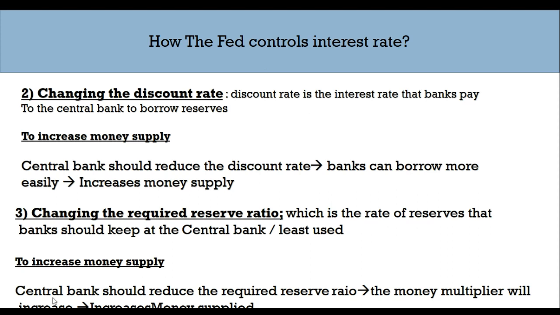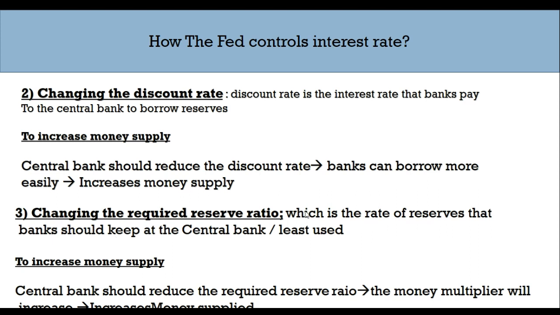Okay, now moving to the third tool, which is changing the required reserve ratio. We all know from previous parts, we talked a lot about the required reserve ratio. We said it is the minimum fraction that commercial banks should keep aside.